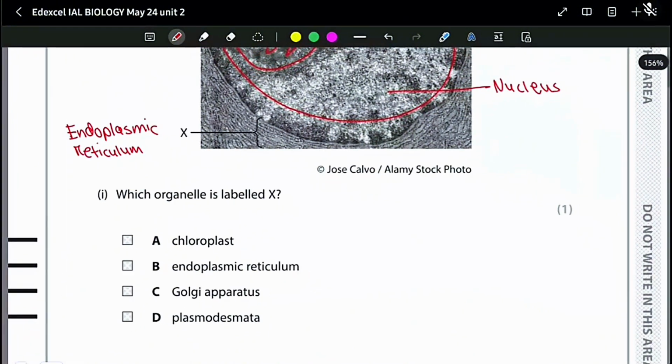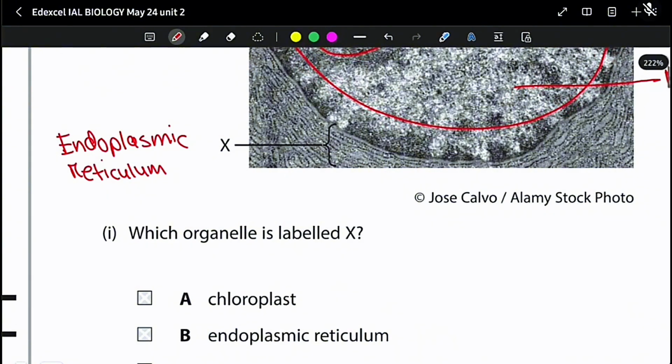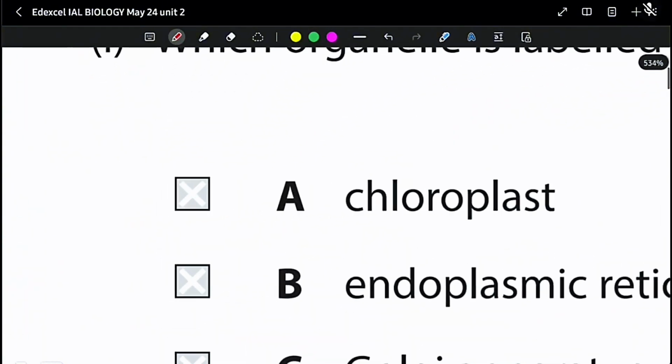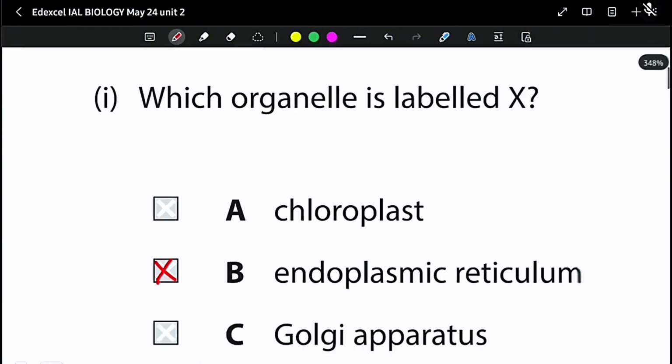Okay, now let's move on to the question. Which organelle is labeled Y? Sorry, not Y. We just labeled organelle X as endoplasmic reticulum. So the answer has to be B.